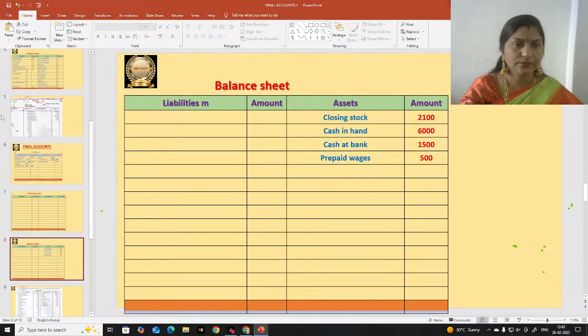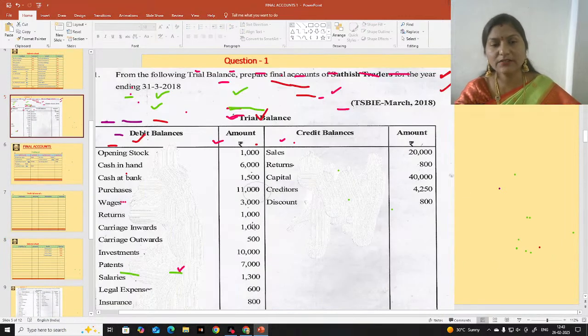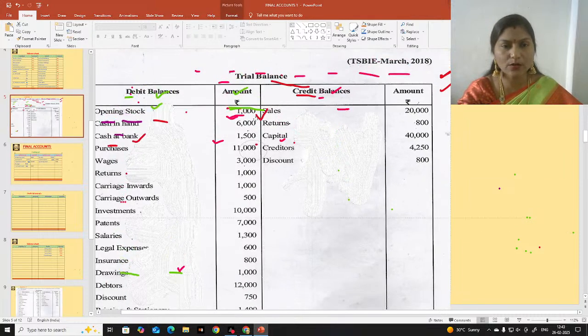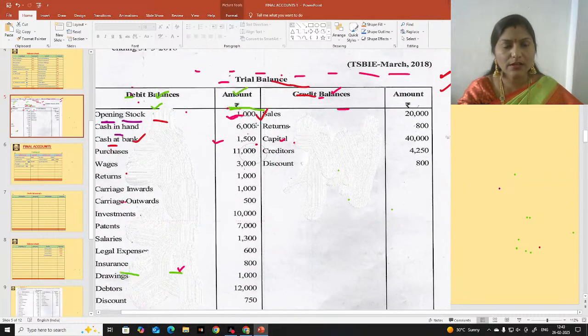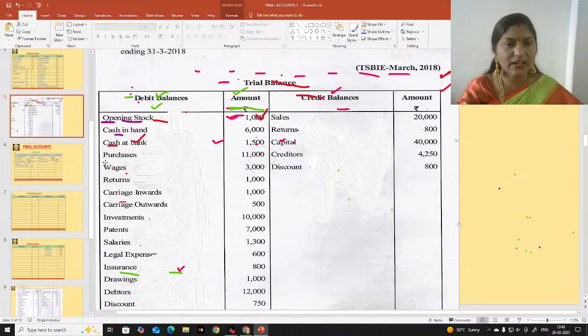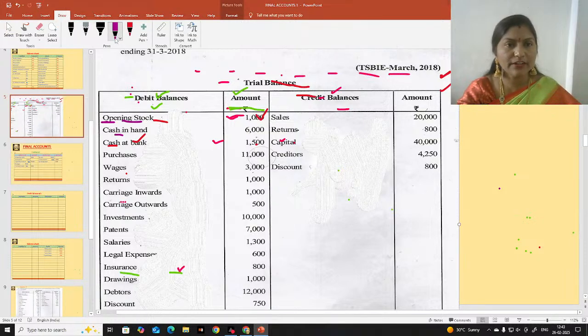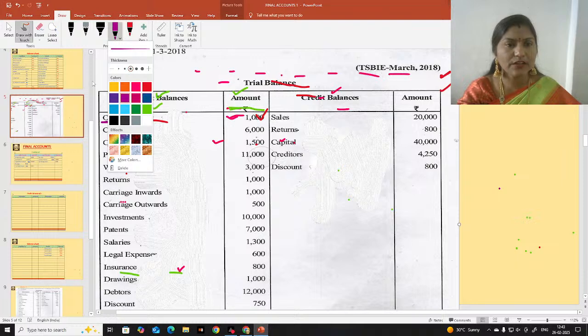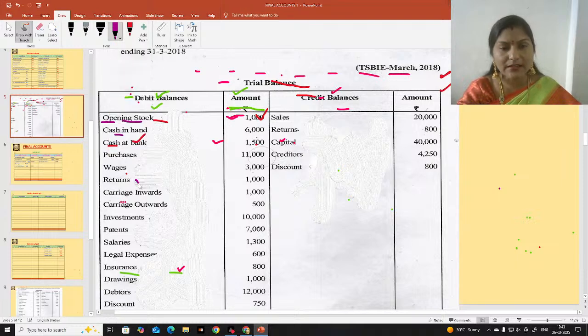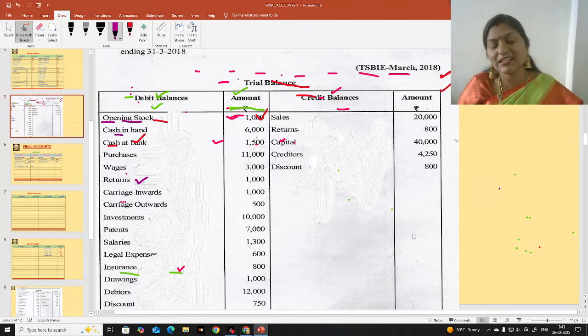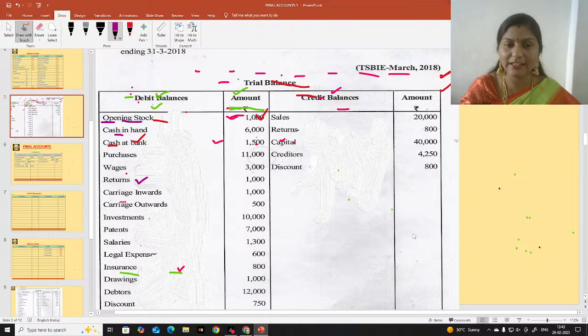Next, we will go to our question. Adjustment we recorded two times. So let us go to our question now. Wages we completed, wages we finished, and what is the next item that we have to take? Returns we also finished already. Returns, debits and returns are nothing but sales returns. We recorded already sales returns, so we are not going to take that now because we already finished entering that. Next item is carriage inwards.